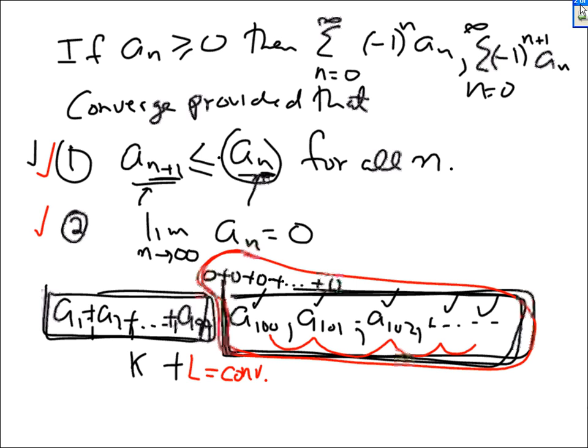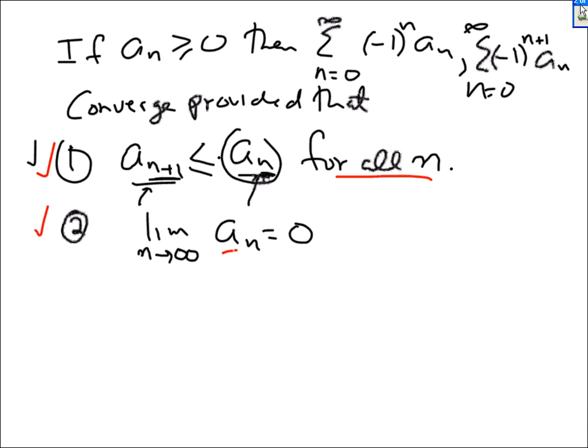So it doesn't really have to be for all n. It has to be for all n above a certain number, 100 and above. But in any case, if both of these criteria have been met, then it converges. The alternating series converges.